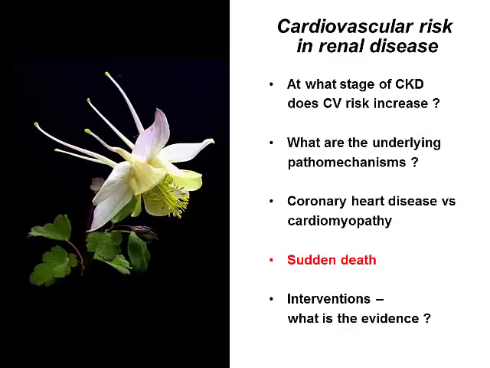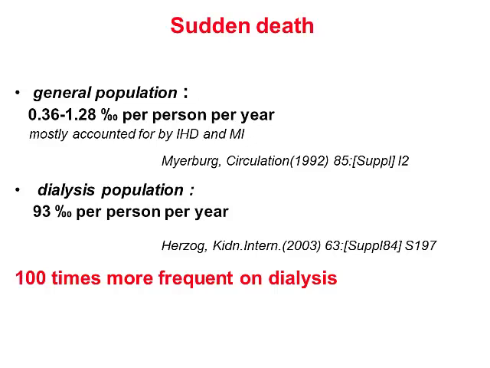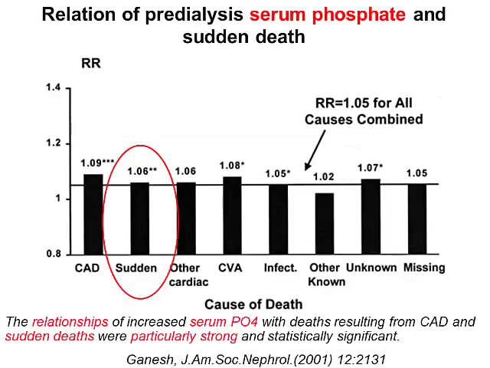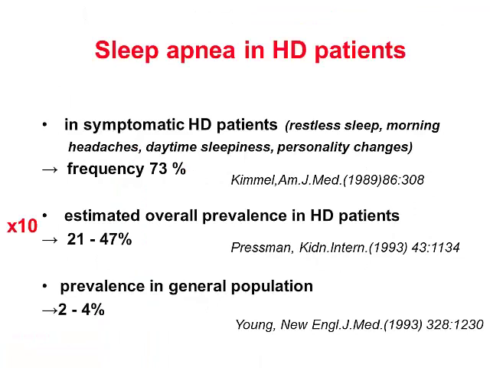So sudden death is an important point. General population sudden death versus patients: this is 100 times more frequent in dialysis. Here you see the temporal relationship between the duration of the dialysis, hours from the start of dialysis, and the sudden death, and also the factors playing a role. Phosphates play a very important role in sudden death in dialysis. So hyperphosphatemia should be treated aggressively in the dialysis and end-stage renal failure population in order to avoid this.